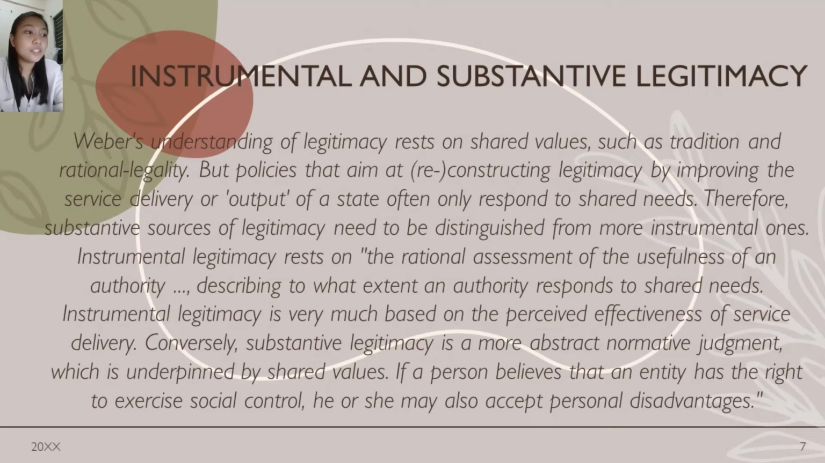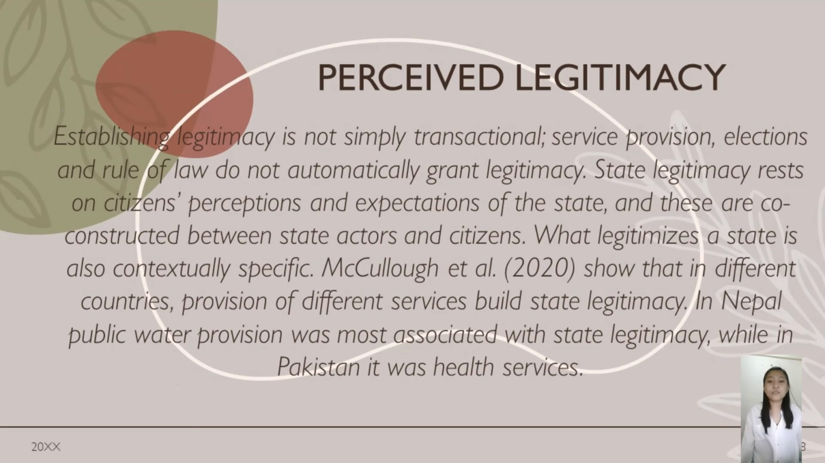Conversely, substantive legitimacy is a more abstract normative judgment which is underpinned by shared values. If a person believes that an entity has the right to exercise social control, he or she may also accept personal disadvantages. The sixth legitimation is perceived legitimacy. Establishing legitimacy is not simply transactional. Service provision, election, and rule of law do not automatically grant legitimacy. State legitimacy rests on citizens' perception and expectations of the state, and these are co-constructed between state actors and citizens.